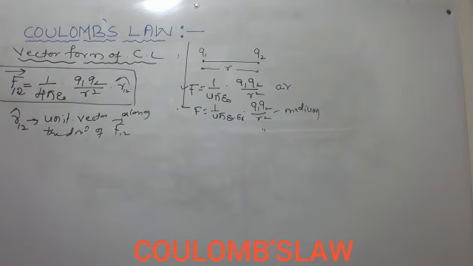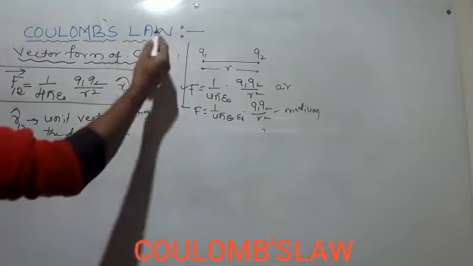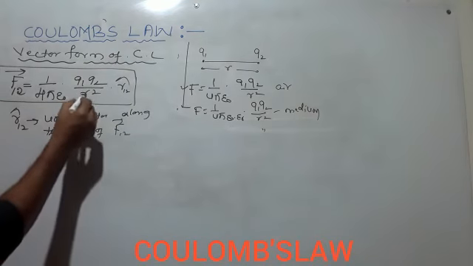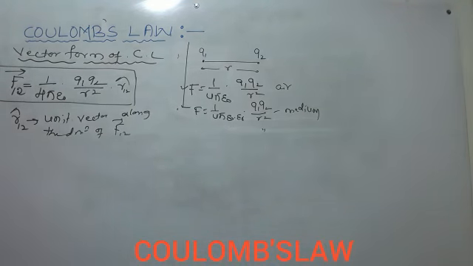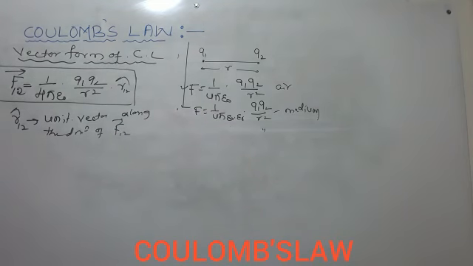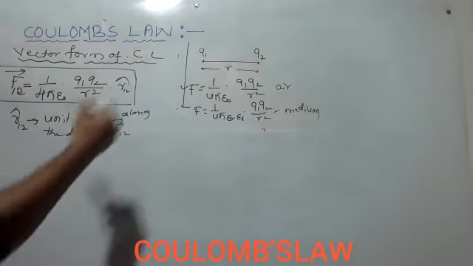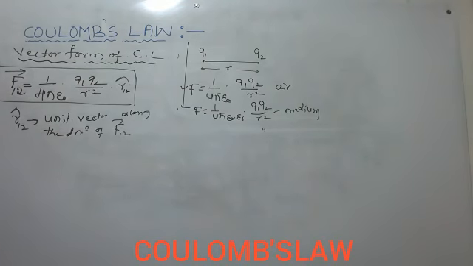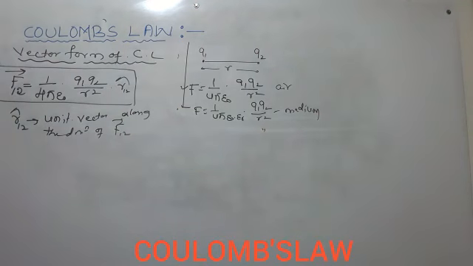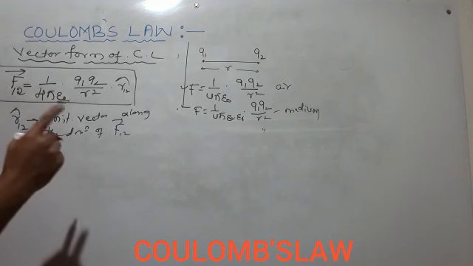So if you consider Coulomb's law, the thing is very clear. It follows the inverse square law. Also, the force between two charges, according to Coulomb's law, depends upon the medium between the two charges. That is indicated by epsilon naught. This is about Coulomb's law in electrostatics. Thank you.